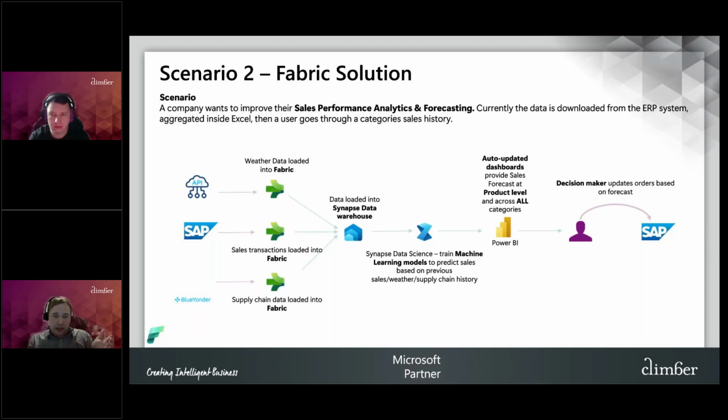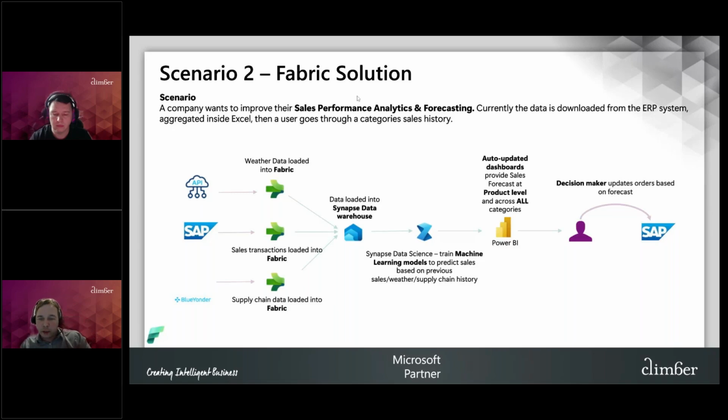Now, because we're utilizing Fabric and we've got a proper data warehouse in place, we can actually start complementing the sales data with other data as well, with other variables. So here we're loading weather data from an API and some supply chain data from Blue Yonder as well. So we can create machine learning models that better predict the sales based on a number of different variables, rather than a cut down and aggregated Excel version, which is purely based on past historic sales.